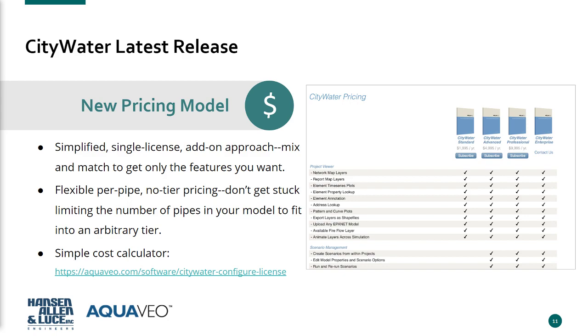So with our new release, the most significant change that we've made is that we have a new pricing model. And there were a number of motivations that encouraged us to change the pricing model. First of all, if you're not familiar, the old pricing model included 4 license tiers: standard, advanced, professional, and enterprise, each having an increasing number of features that were enabled. And each license was a fixed price, regardless of the size of the system.